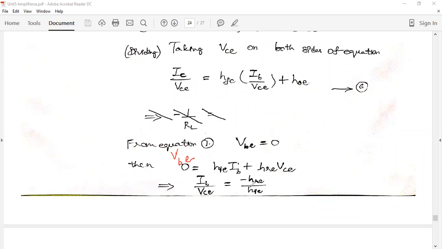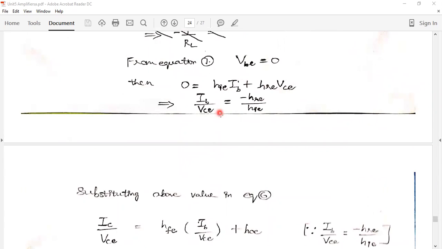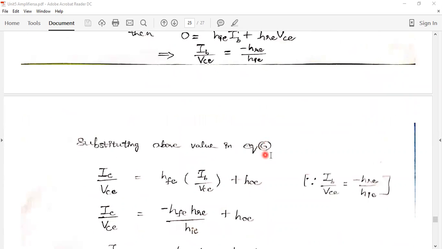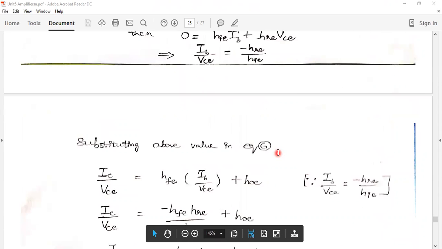Thereafter, this term is reduced, and only these two terms are there. Therefore, IB by VCE is equal to minus HRE by HIE. These two terms remain, with the H parameters on one side and the current and voltage terms on the other side. Then IB by VCE is equal to minus HRE by HIE. Substituting the above equation in equation number 6, I am going to substitute this IB by VCE term here.